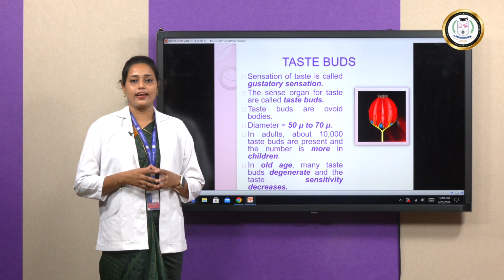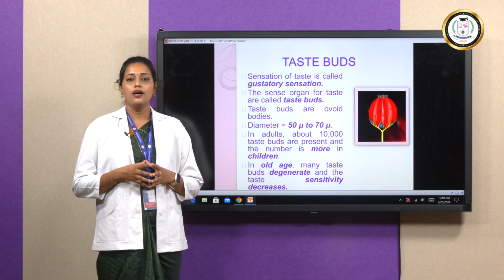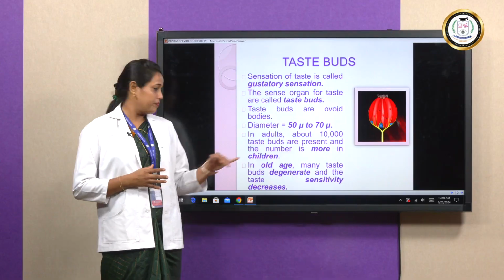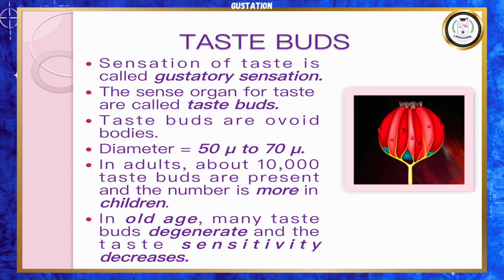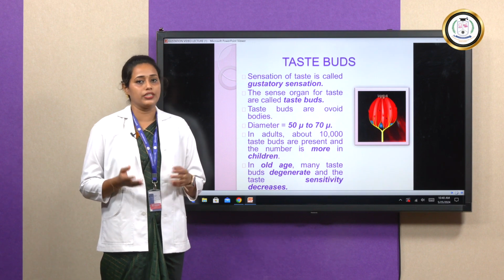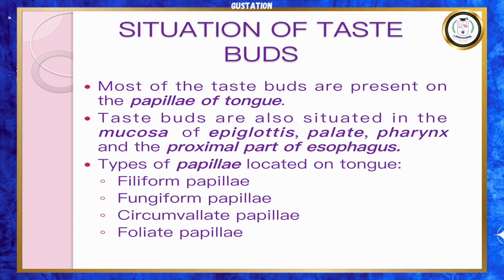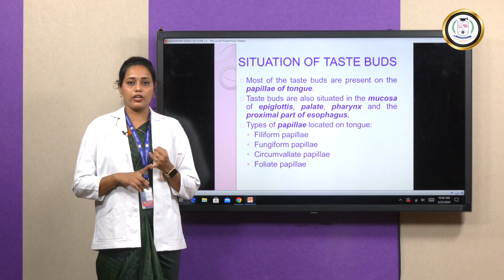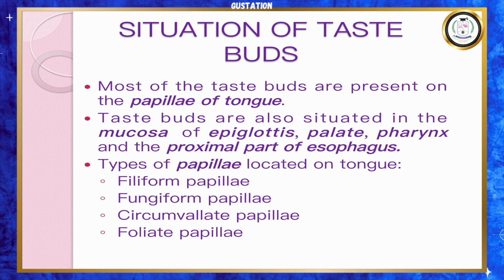In adults, there are about 10,000 taste buds, but when compared to children, the adult number is lesser. As the process of aging goes, there is a degeneration of the taste buds. Along with that, the sensitivity of the taste also decreases. Most of the taste buds are present on the papillae of the tongue, and some of the taste buds are also present on the mucosal layer of the epiglottis, palate, pharynx, and the proximal part of the esophagus.